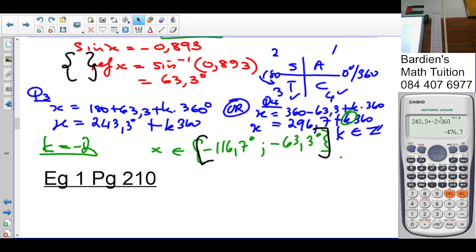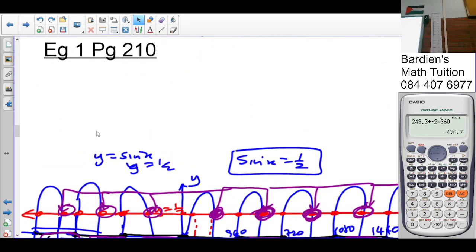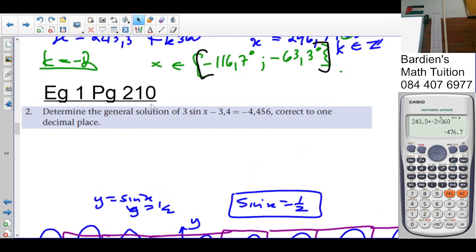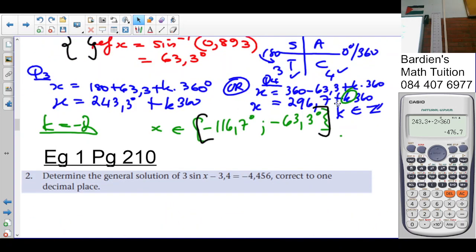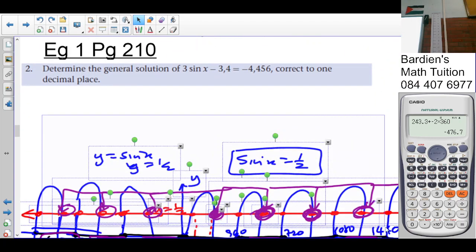Right, this is number 3. We'll move a bit faster through it. As you can see, we don't have much time left of the lesson. Number 2, determine the general solution. So where are we going to stop? We'll stop here. Do you understand?